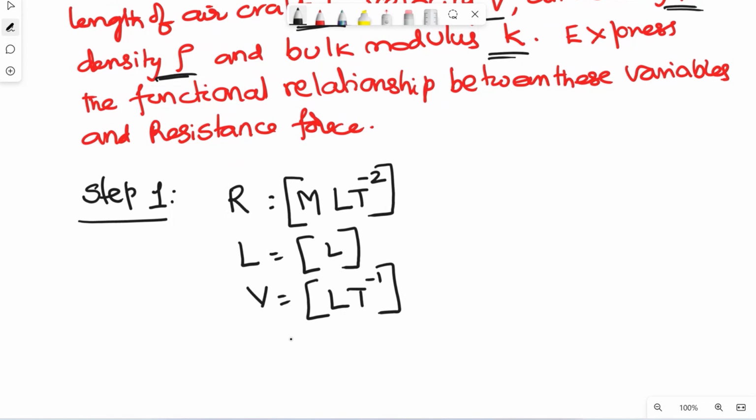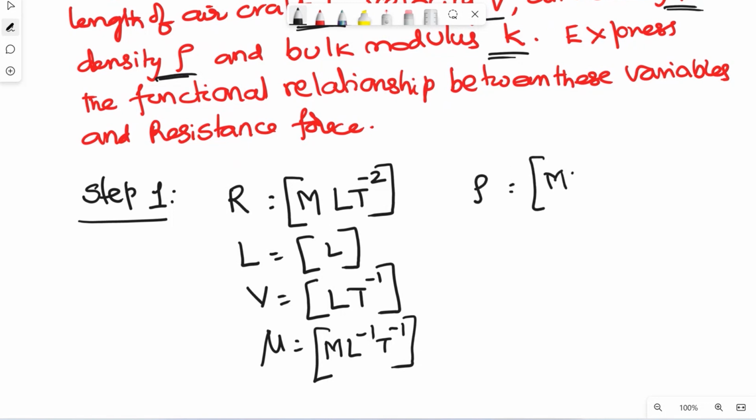Then the next one he has mentioned is air viscosity. Air viscosity is mu. Mu, if you calculate it, is ML minus 1 T minus 1. Please try this also once. Then afterwards rho. Rho is mass by volume. Mass by volume means ML minus 3. Then bulk modulus of elasticity. Bulk modulus of elasticity is ML minus 1 T minus 2.